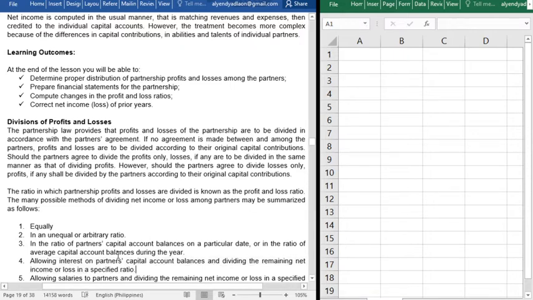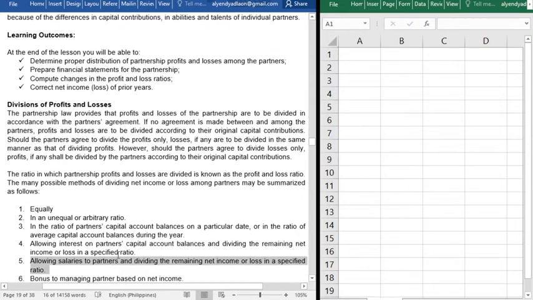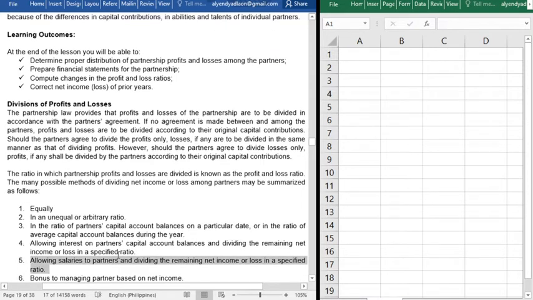Now next, by allowing salaries to partners and dividing the remaining net income or loss in a specified ratio. So aside from interest, actually interest is based on the capital contribution. Now, if we're only to provide for interest, it would be unfair to those industrial partners because they don't have any money or property, or in other words, they don't have any capital contributions to the partnership. So that's why we also have this by allowing salaries to partners and dividing the remaining net income or loss in a specified ratio. So again, the salaries will just be stated in our partnership agreement.